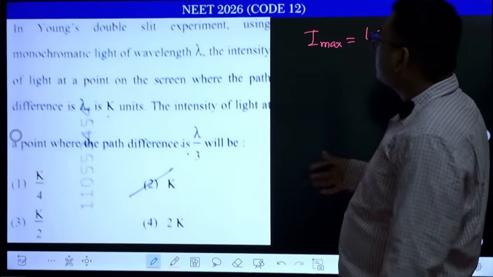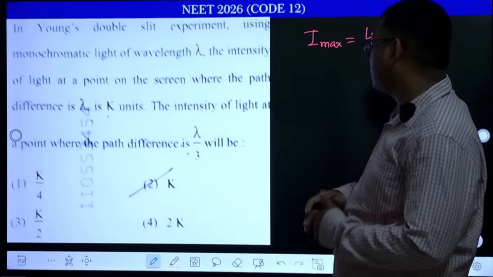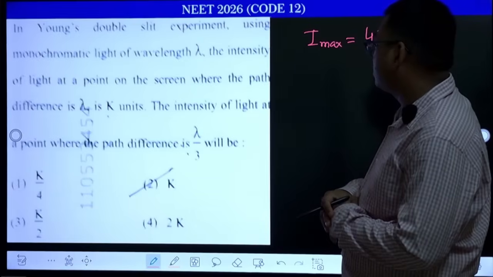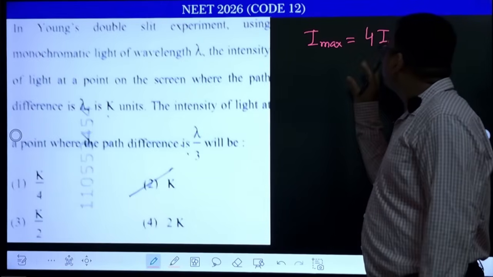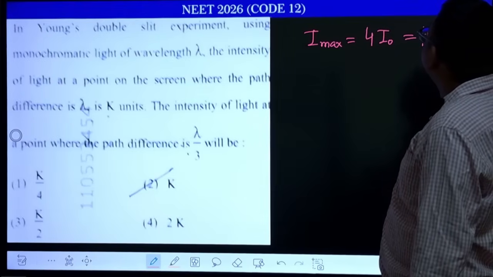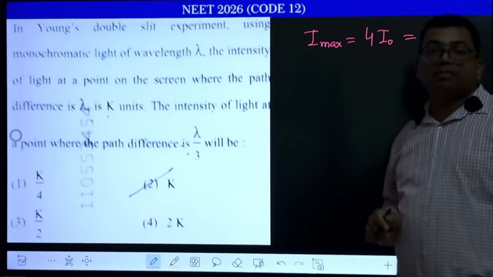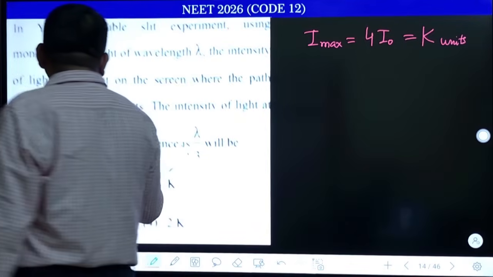Now they are saying that the intensity at path difference lambda is k units. Yes, so this 4 I naught they are calling k units. Okay, it doesn't matter, k units it is. Now they are asking for the intensity of light where the path difference is lambda by 3.